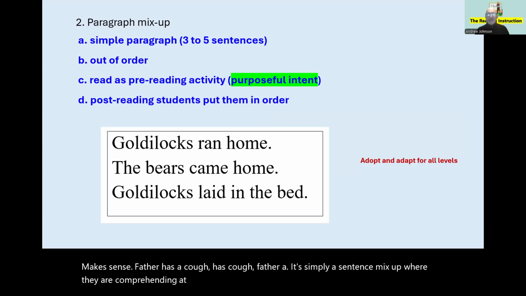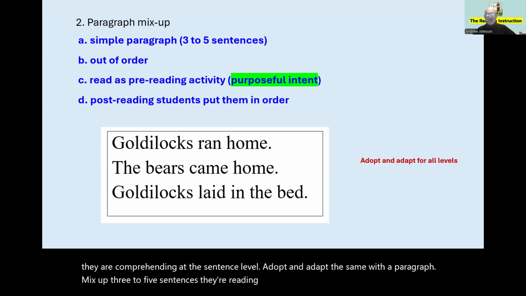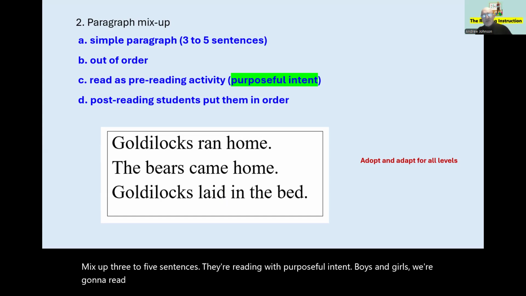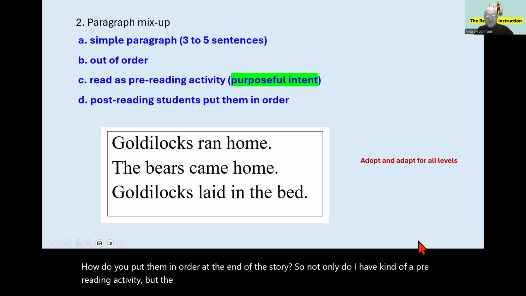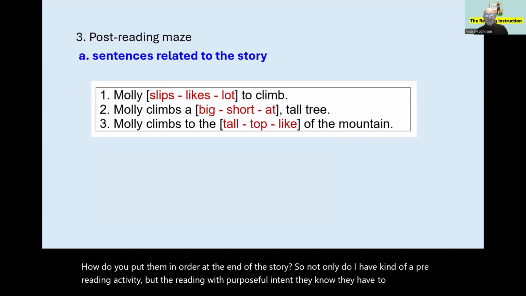Adopt and adapt. The same with a paragraph mix-up. 3 to 5 sentences. They're reading with purposeful intent. Boys and girls, we're going to read this story, and at the end, we are going to look at these 3 paragraphs. They're all mixed up. So I'm going to have you put them in order at the end of the story. So not only do you have kind of a pre-reading activity, but they're reading with purposeful intent. They know they have to put them in order when they're done.